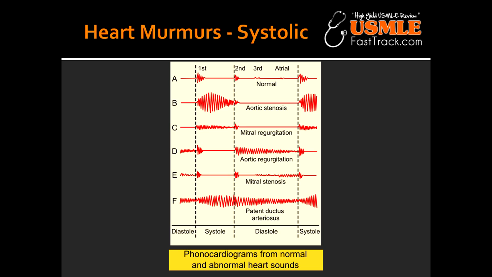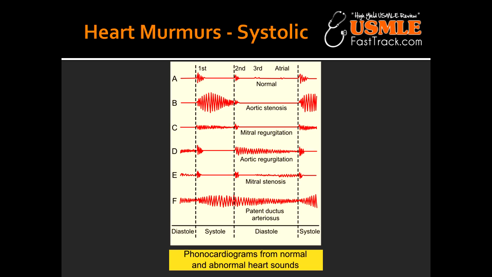Heart murmurs. Aortic stenosis. Describe the murmur caused by aortic stenosis. Aortic stenosis causes a crescendo-decrescendo systolic ejection murmur that happens after an ejection click, and the ejection click is something that happens due to abrupt halting of the valve leaflets.